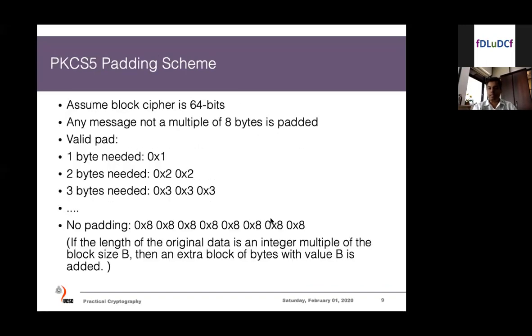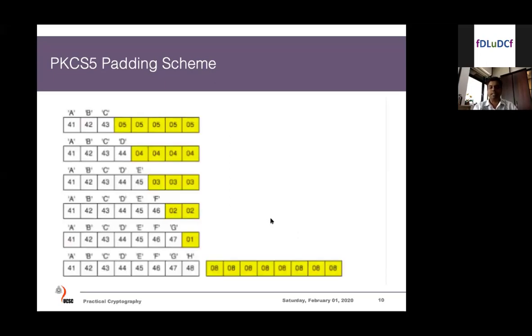Before we apply those operations, our data needs to be padded. I discussed last week the method of padding the information. For example, if we need 1 byte to complete the block, we pad it with 0x01. If we need 2 bytes, we pad it with 0x02. If we need 3 bytes to complete the block, we pad it with 0x03. If we have data which matches the block size, then we add a new extra block with 0x08. So we discussed that.